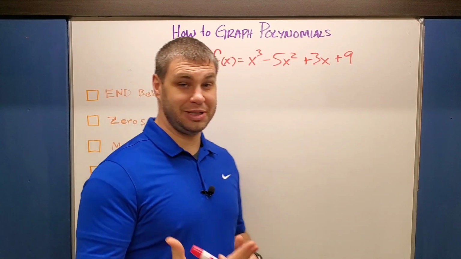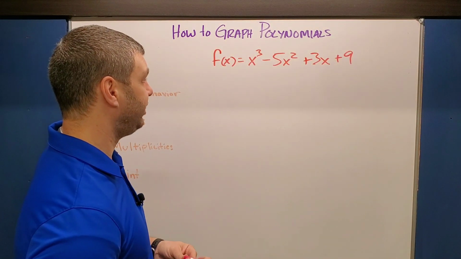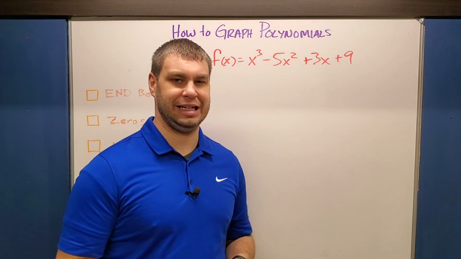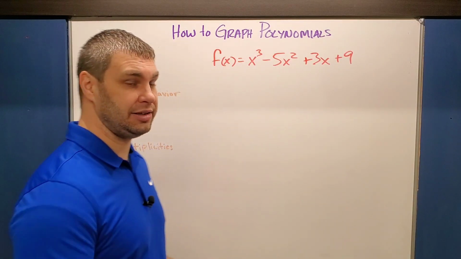In this video, our goal is going to be to graph this polynomial. It says f of x equals x to the third minus 5x squared plus 3x plus 9. We'll also do another one at the end. But when it comes to graphing polynomials, we need a few things.